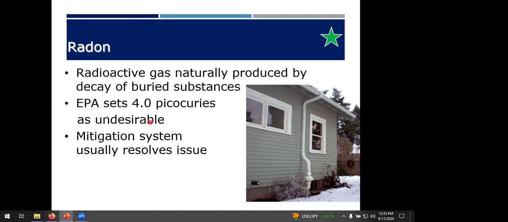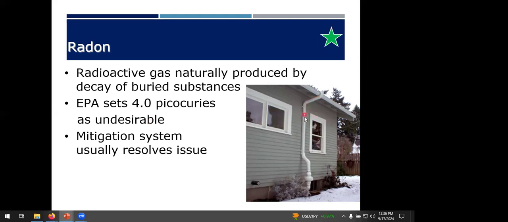The issue can be resolved by a mitigation system. With radon, the key is ventilation. If you have a tightly sealed property and we don't have anywhere for that air to go, if you have a vacant property where doors and windows aren't being opened and closed on the regular as people are coming and going, then you may have a higher level of radon. And anything above 4.0 picocuries, the EPA says that we need a mitigation system.